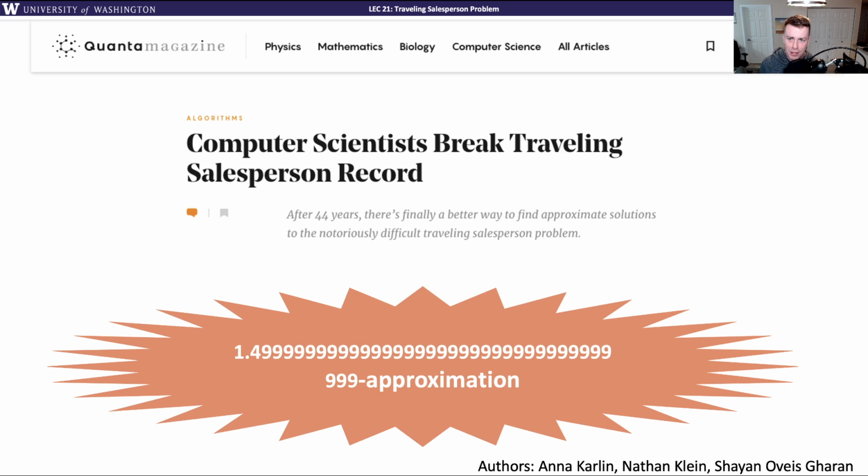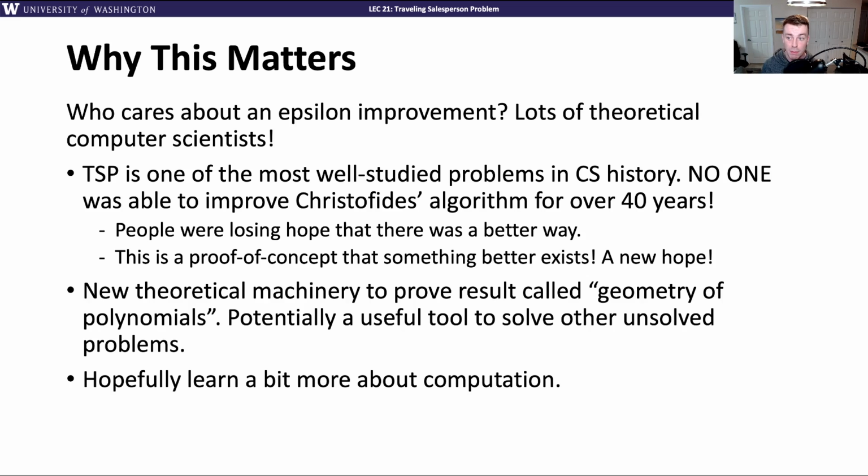So your first question might be, why the hell did this make headlines? Like, this is such a minuscule improvement on something. Why does anyone care? And there are actually lots of reasons people care about this. This traveling salesperson problem is one of the most well-studied problems in CS history. And after Christofides came up with his 1.5 approximation, no one for over 40 years was able to improve that algorithm by even a little bit.